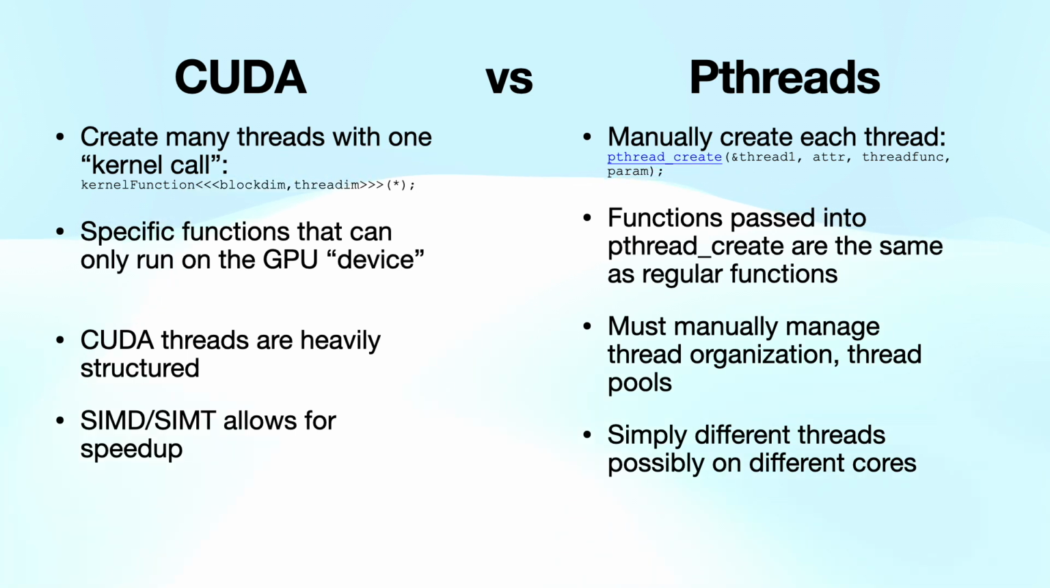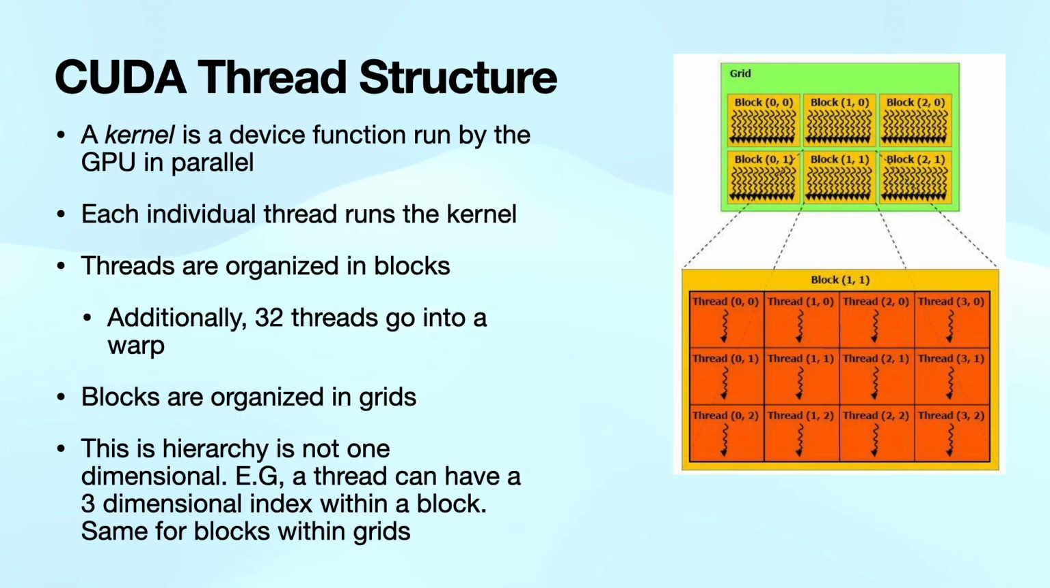So all this is to say that GPUs can be really fast in some situations, but you have to keep in mind that a lot of applications like web servers are much more well suited to be CPU programs. So now I'll cover the thread structure that I was talking about earlier, because it's really important to understand when writing GPU programs. So a kernel is a device function that can be run by the GPU in parallel.